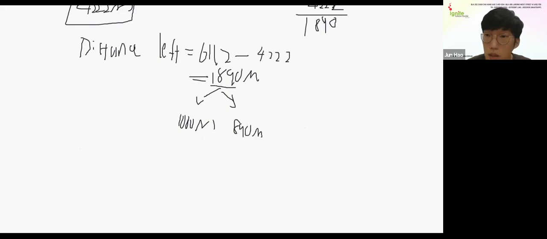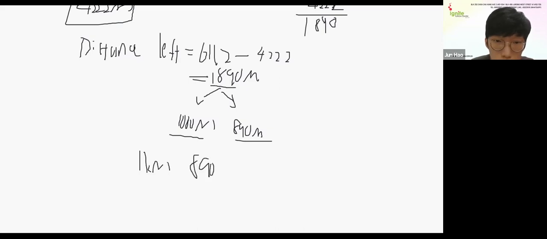We know 890 meters, we can't convert it to km, so we leave it. 1,000 meters, we know that it's the same as 1 kilometer. So the answer will be 1 kilometer, 890 meters. Okay.